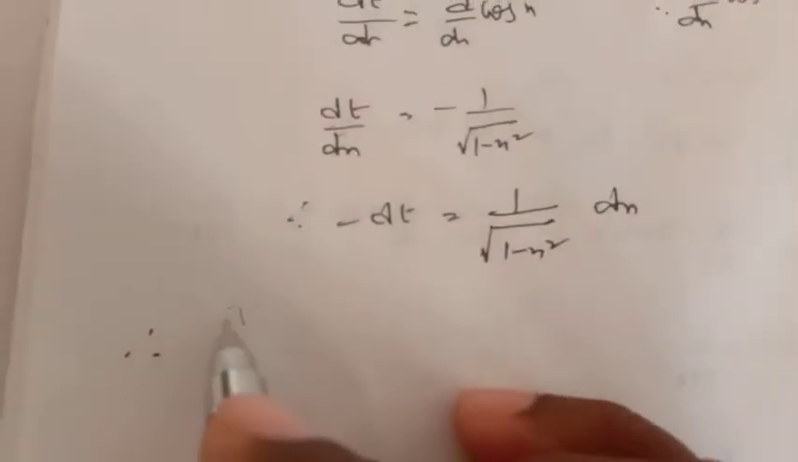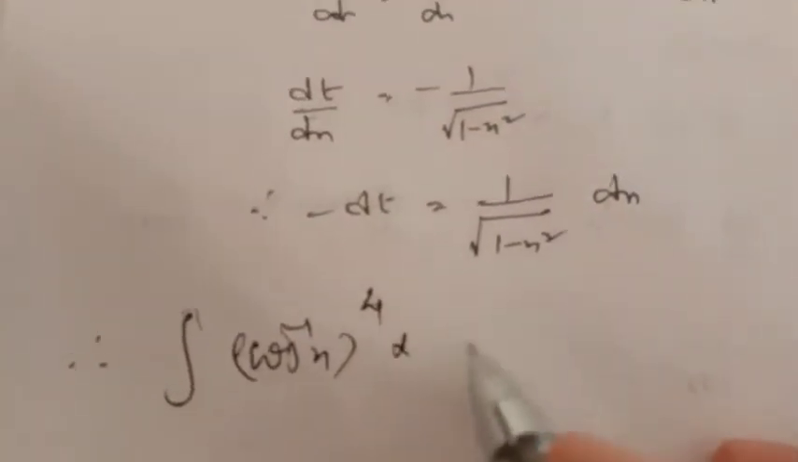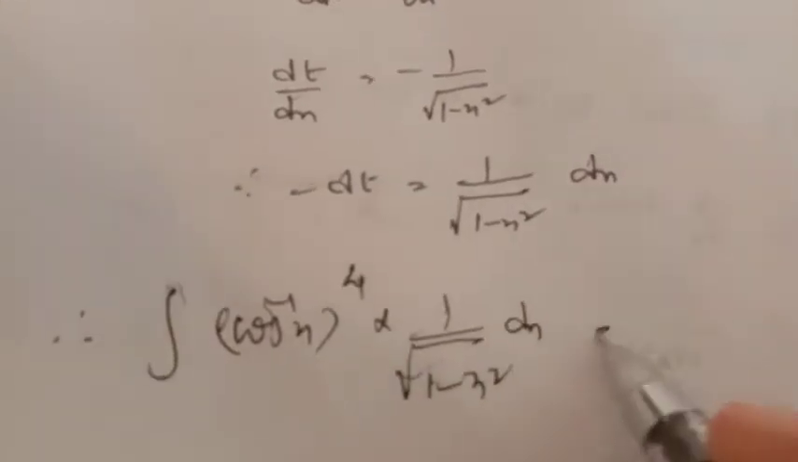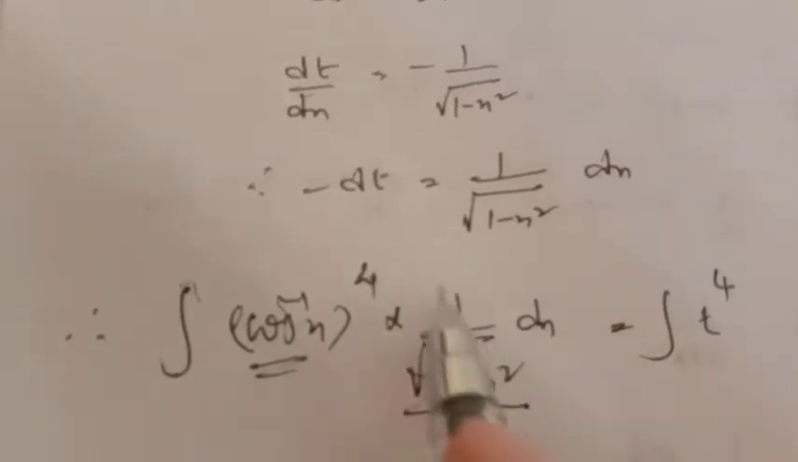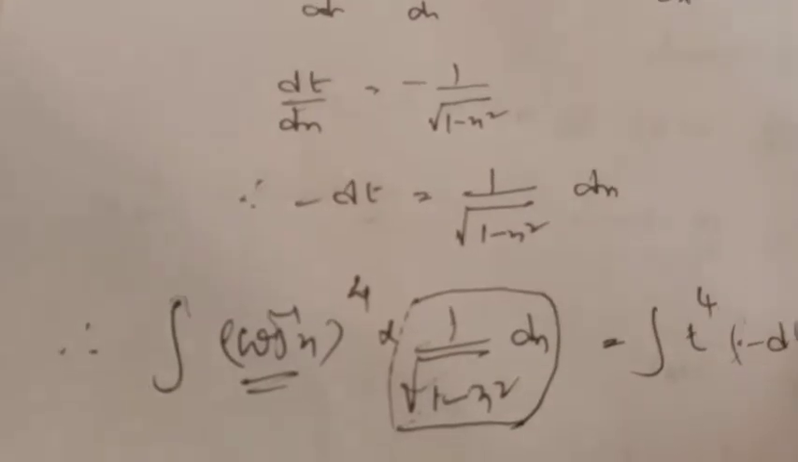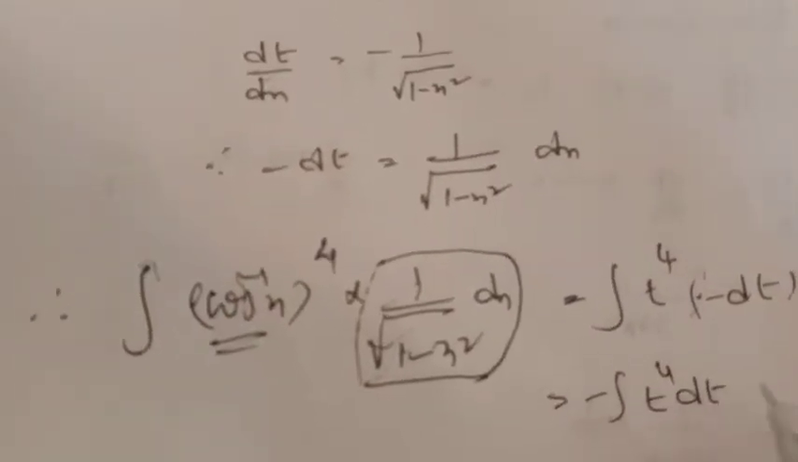Here substitute these values in given problem, that equal to cos inverse x whole to the power of 4 into 1 by square root of 1 minus x square into dx equal to, here we have cos inverse x equal to t, that is t to the power of 4, and 1 by square root of 1 minus x square into dx equal to minus dt, that equal to minus t to the power of 4 into dt.